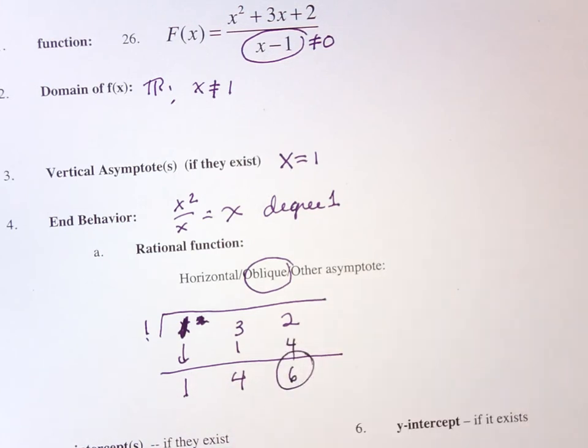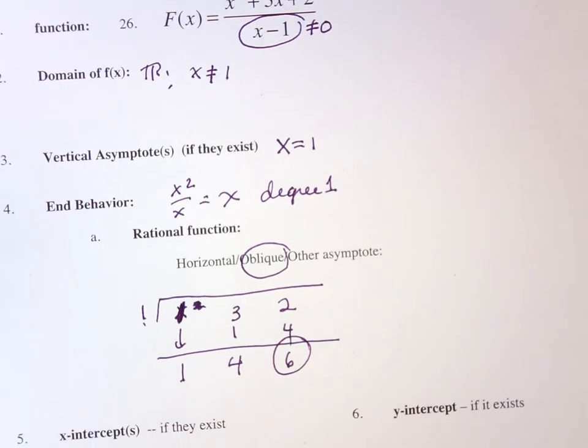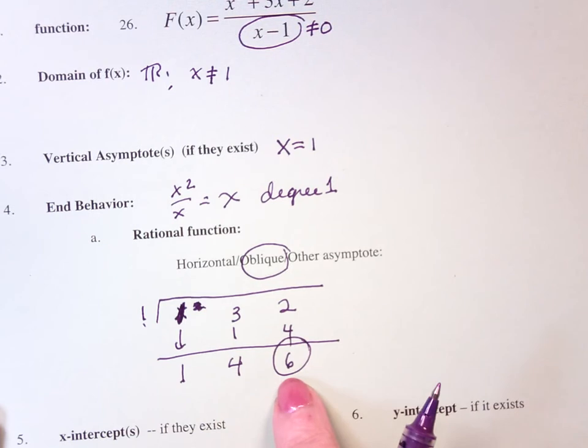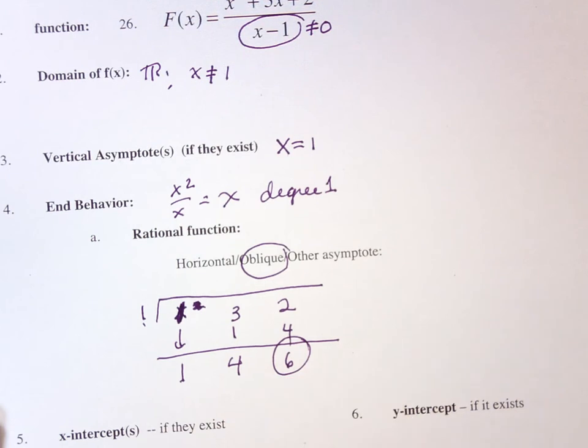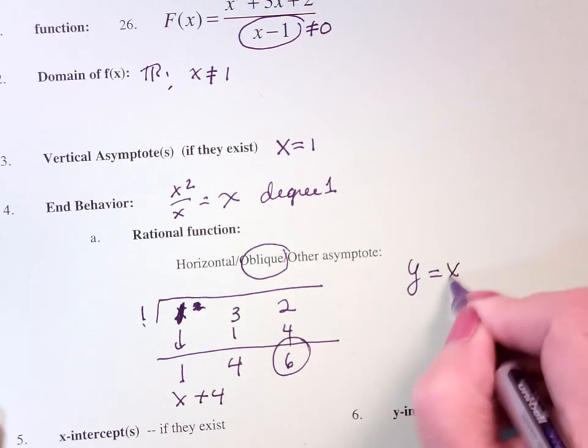That's really all the further I have to go because I don't care about the remainder. The fact that I have a remainder means that the numerator and the denominator are not factors of one another. If this remainder were 0, that means I could have divided out the denominator. Then that's what becomes the hole in the graph. And this is x plus 4, so it's y equals x plus 4.